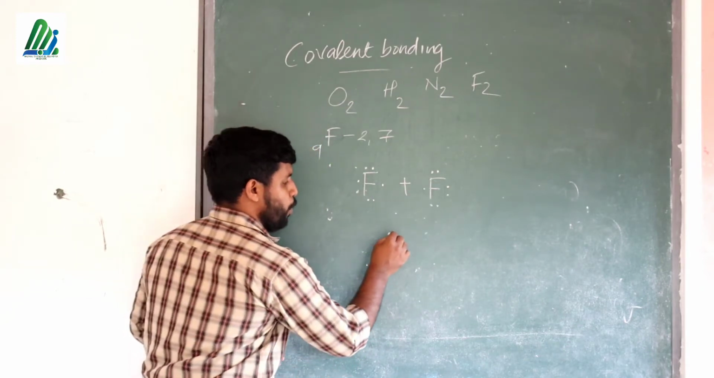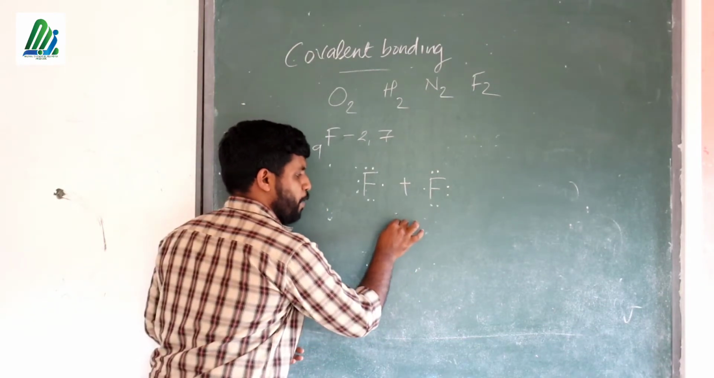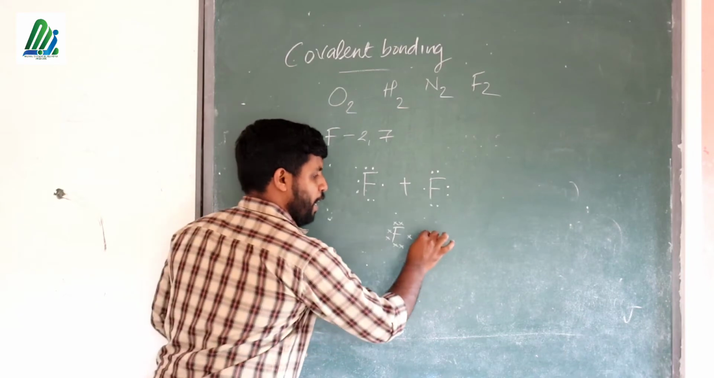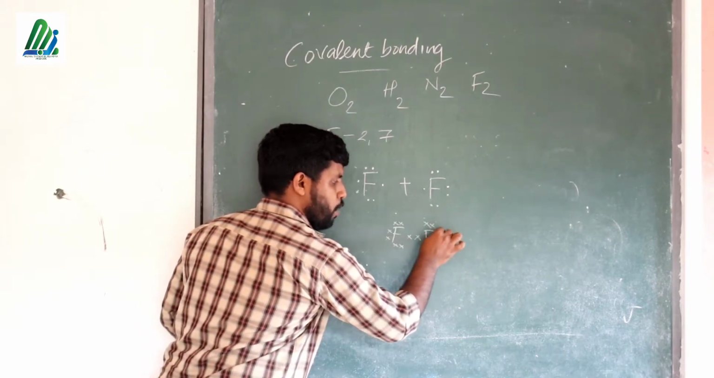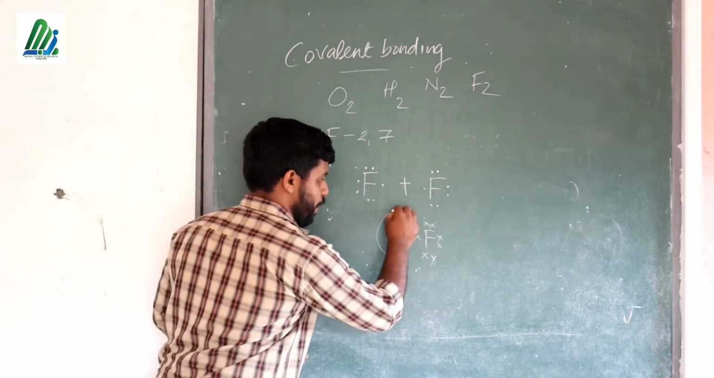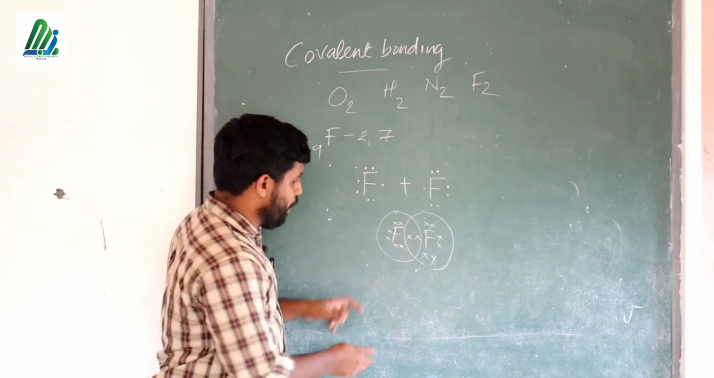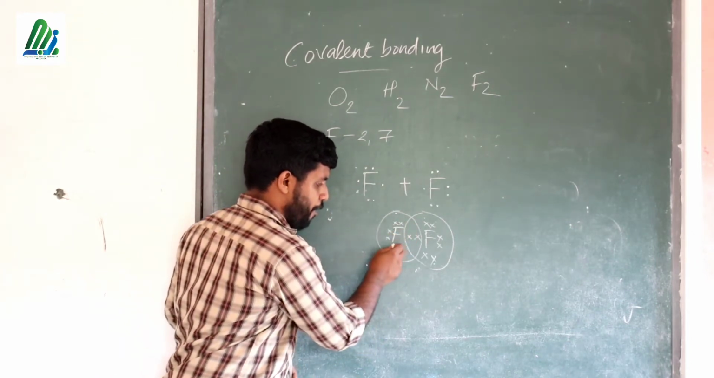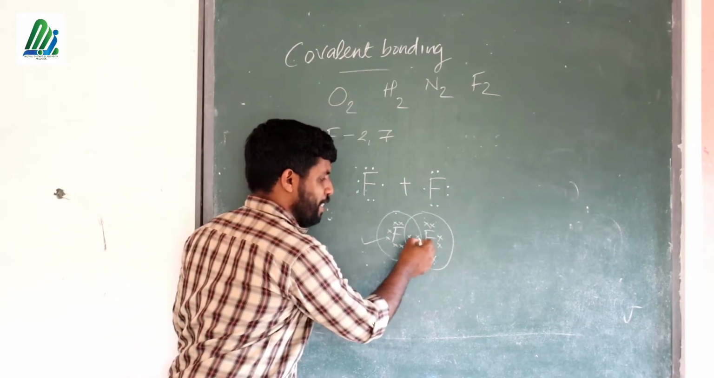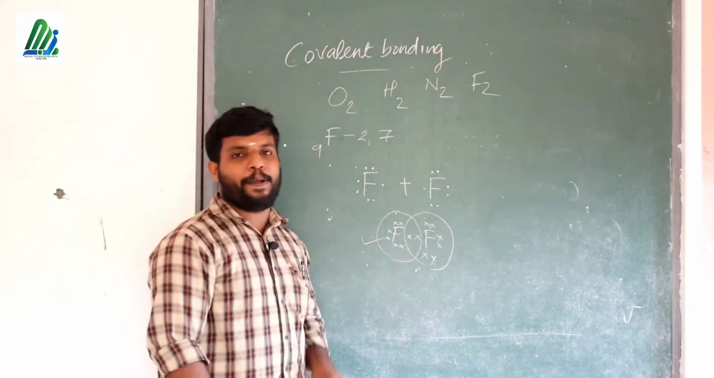Then how can we represent that? One of the fluorine atoms has 7 electrons. To simplify, I just represent them using crosses. 7 electrons are there. The other fluorine atom also has 7 electrons. They share the electrons, one pair of electrons mutually shared. Now look at that: 1, 2, 3, 4, 5, 6, 7, 8. This fluorine atom gets the stability. And here also 1, 2, 3, 4, 5, 6, 7, 8. Because when they share, the electron pair is common to both the atoms. So they share one pair of electrons.